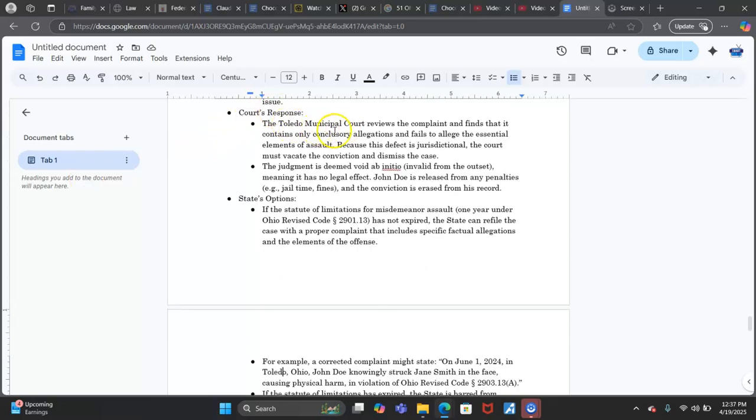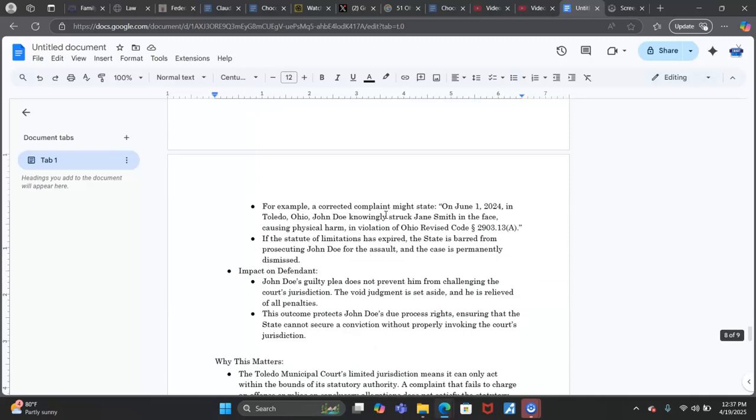Court's response. The Toledo Municipal Court reviews the complaint and finds that it contains only conclusory allegations and fails to allege the essential elements of the assault. Because this defect is jurisdictional, the court must vacate the conviction and dismiss the case. The judgment is deemed void ab initio, invalid from the outset, and not when they realize that they didn't have jurisdiction. It's void from the outset, meaning it has no legal effect. John Doe is released from all penalties, jail time, fines, and the conviction is erased from his record. State's option: if the statute of limitations, obviously like it was before, they can just refile it if they're still within the statute of limitations.